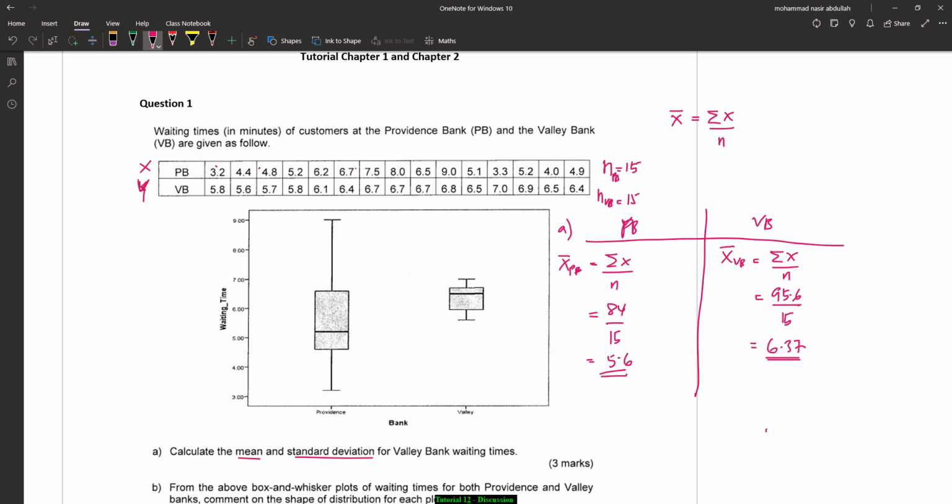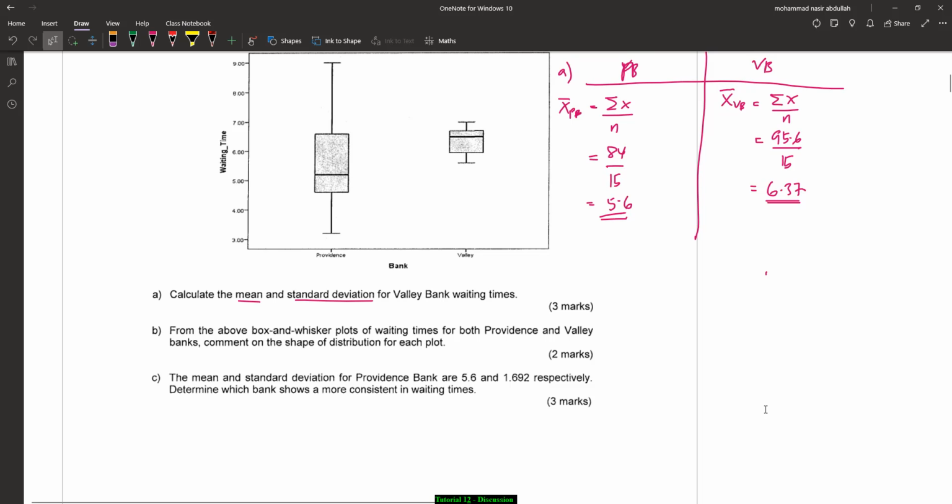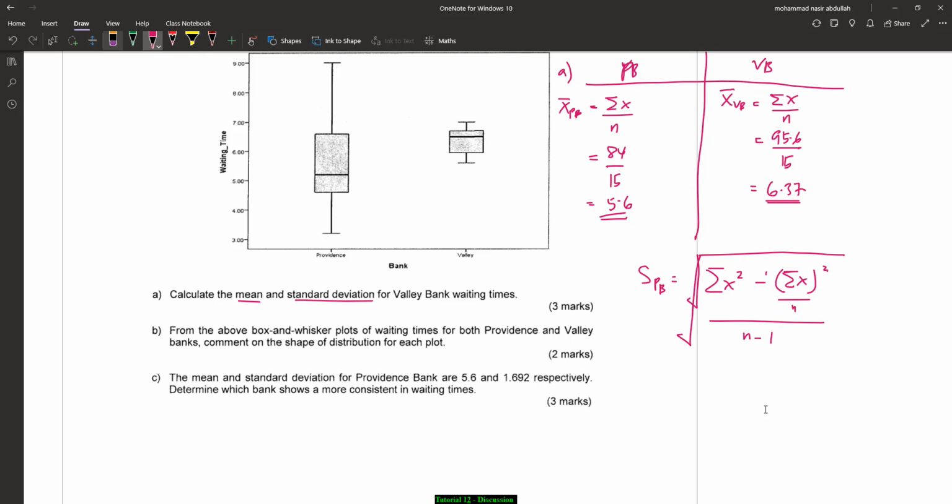So next we need to find the standard deviation. Standard deviation is very simple to calculate. The standard deviation for PB is the square root of summation of x squared minus summation of x, all squared, divided by n, everything divided by n minus 1. The square root should cover the whole equation.